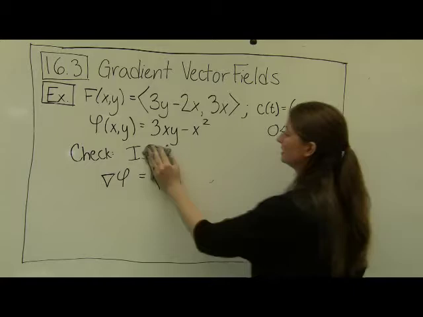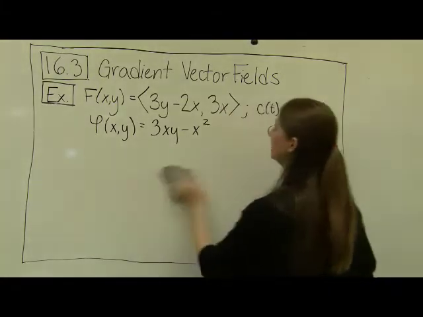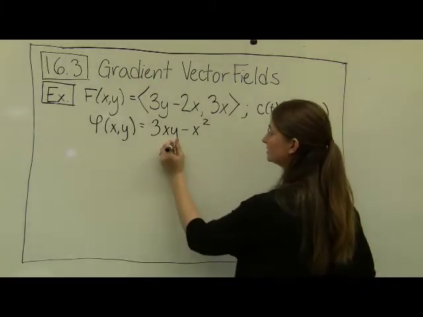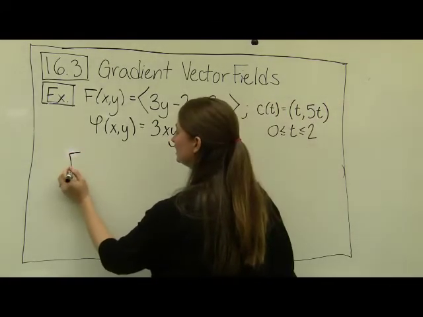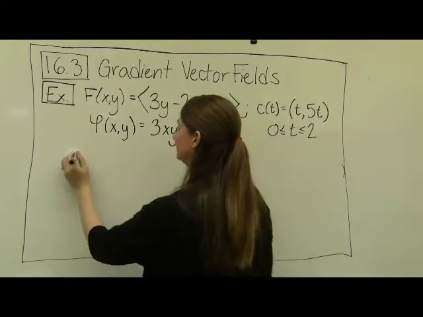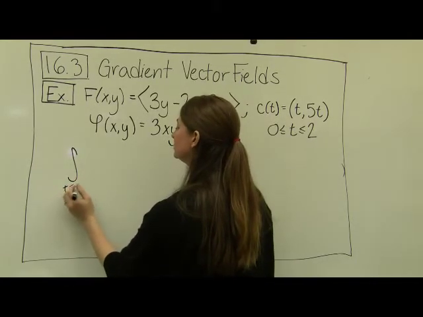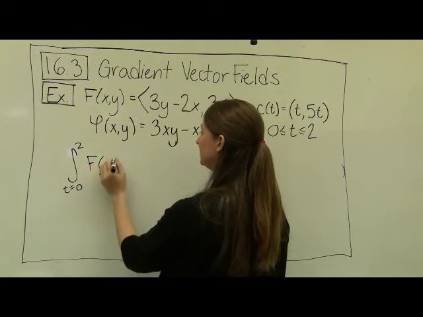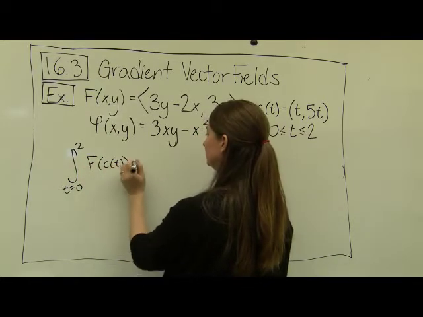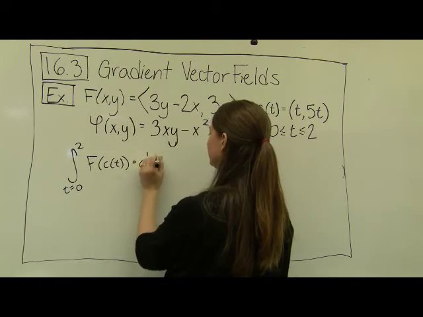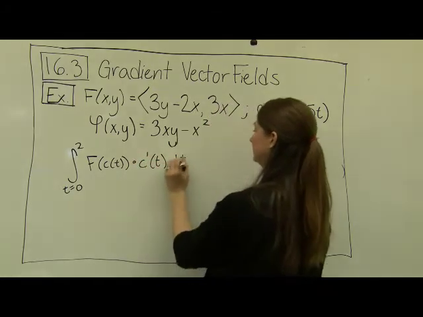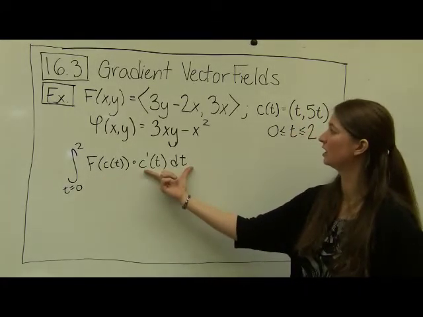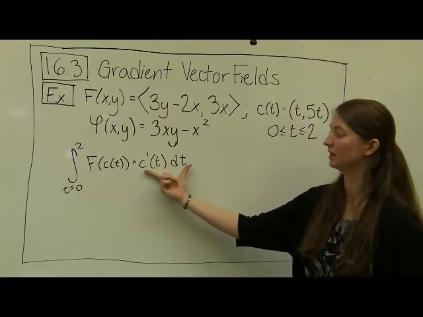The next thing that we're asking ourselves is, I want to compute the line integral. And we're going to compute this line integral two ways to be able to compare our answers. So in this case, it's a vector line integral. And it's an integral as t goes from 0 to 2 of f of c of t dotted with c prime of t dt. This is our old-fashioned way of computing the line integral. And let's go ahead and walk through what it means to compute it the old-fashioned way.